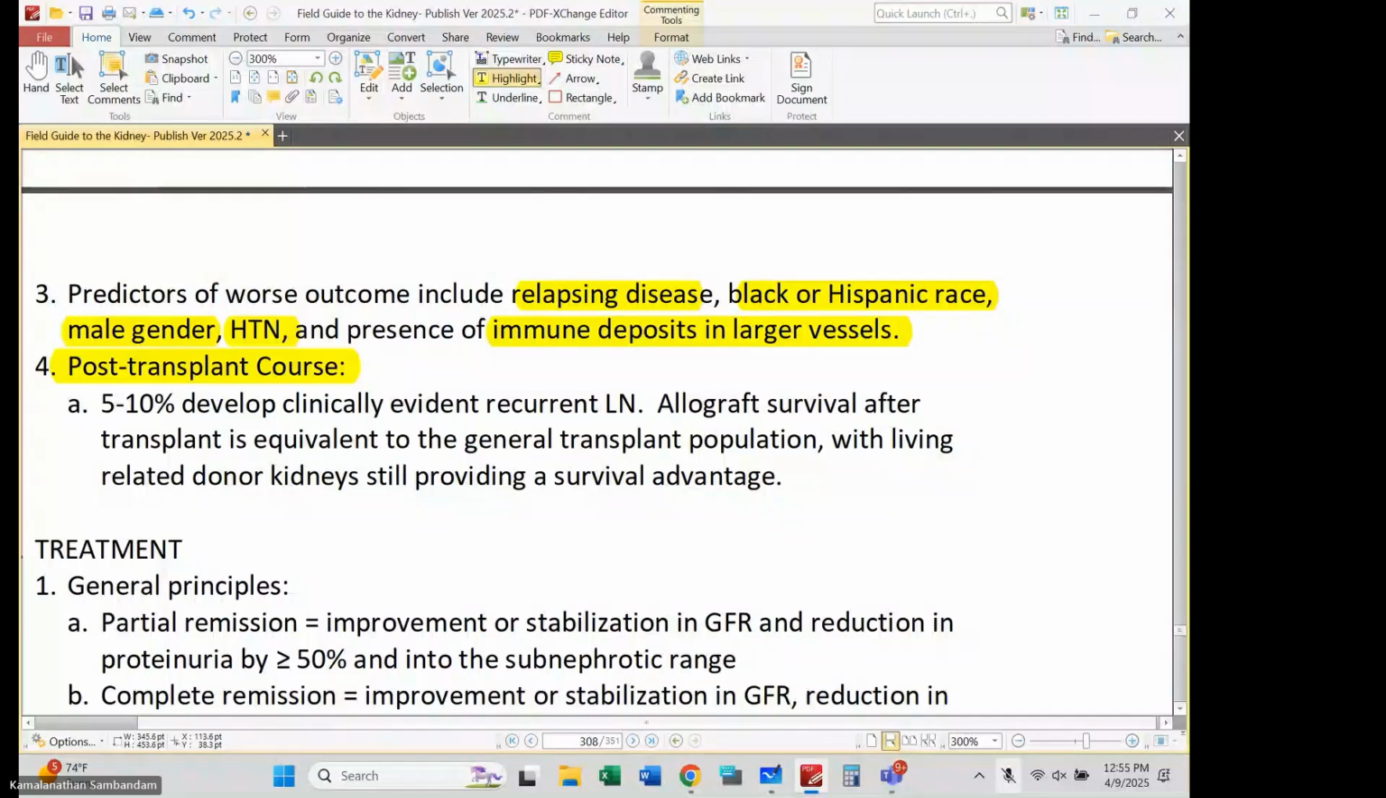Post-transplant course is generally pretty good, but there's a detectable relapse rate amongst the transplant patients, 10% by some numbers. But again, allograft survival seems to be similar to non-lupus patients. And so, as long as their disease is under reasonable control at the time of listing, it still is the preferred renal replacement therapy for lupus patients. Okay.